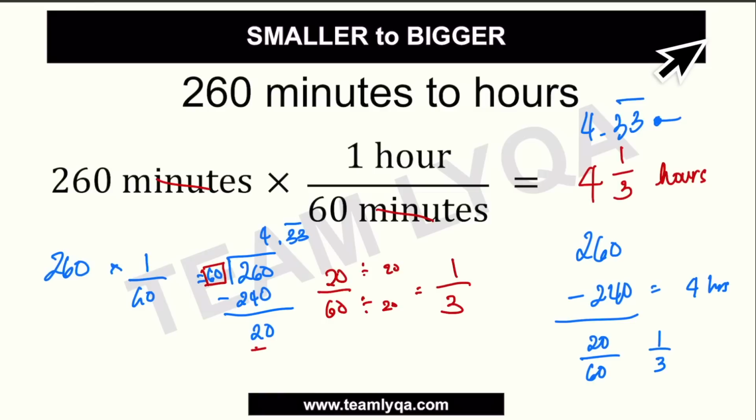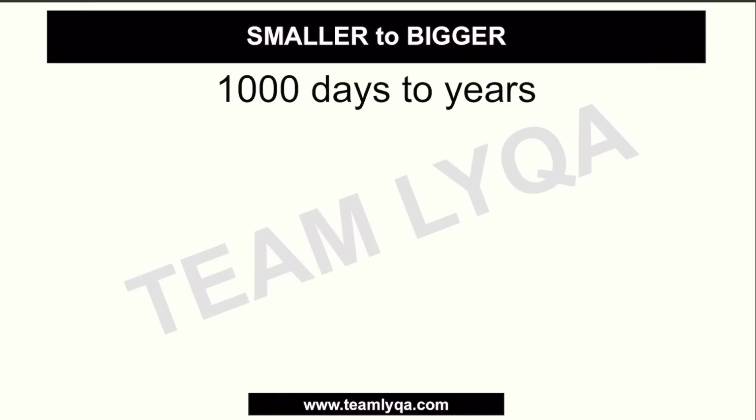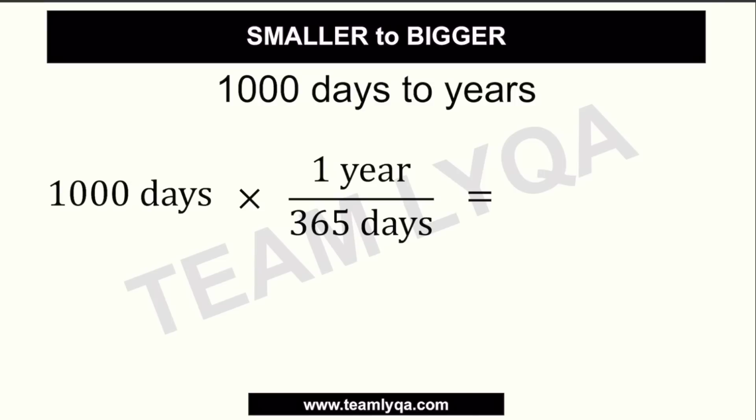Okay? Now let's try another one. Now we see this 1,000 days down to years. Now again, we're going to do the same thing. So 1,000 days, 1 year is equivalent sa 365 days. Again, lalagay ko siya sa ilalim para we'll be left with the unit na years. Okay? So, this will be 1,000 times 1 over 365 or 1,000 divided by 365.